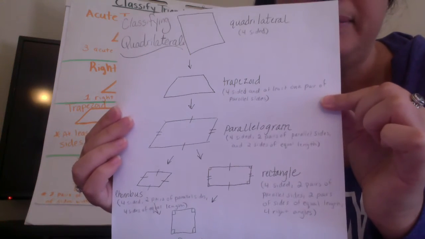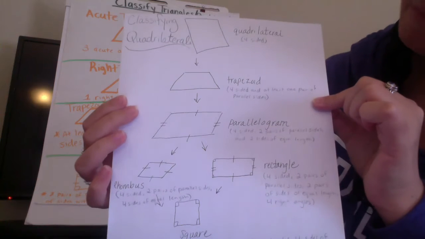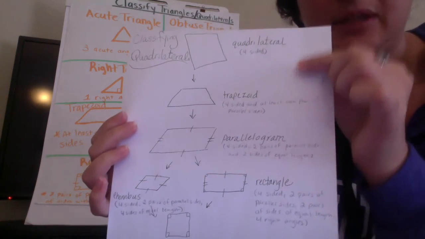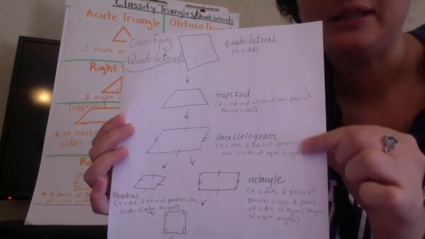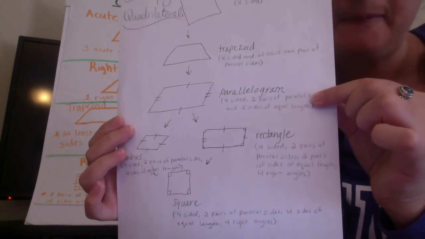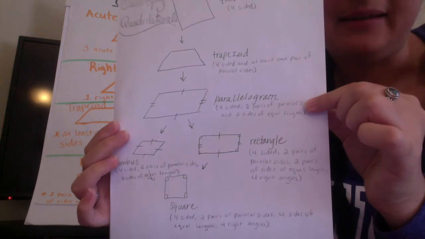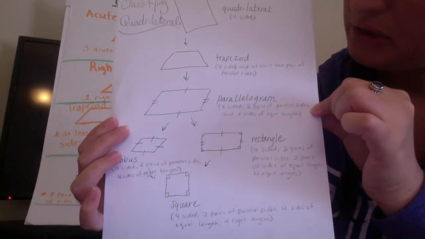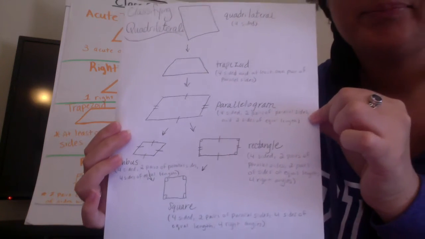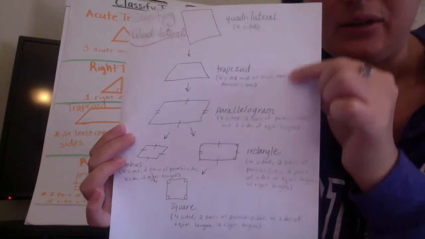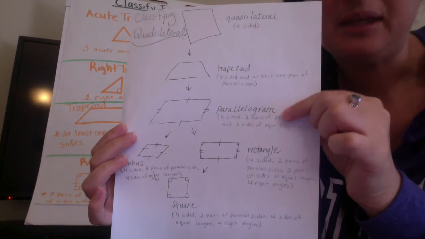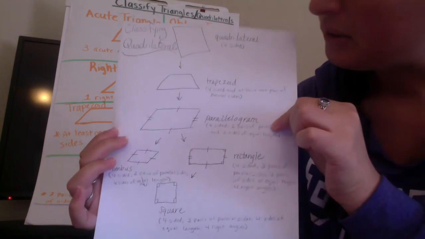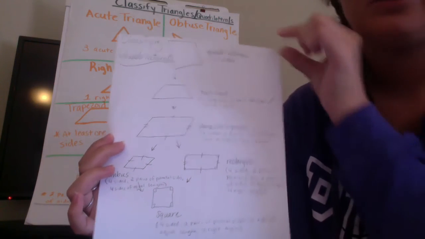A trapezoid shows you, yes, it's 4-sided, and it has at least one pair of parallel sides. So a trapezoid is also a quadrilateral. You're going to start seeing the flow here. So the parallelogram, again, 4-sided, so it's a quadrilateral. 2 pairs of parallel sides and 2 sides of equal length. So technically, I could say that a trapezoid is a parallelogram because it has that qualification. It has at least one pair of parallel sides. So a parallelogram is also a trapezoid, which is also a quadrilateral.